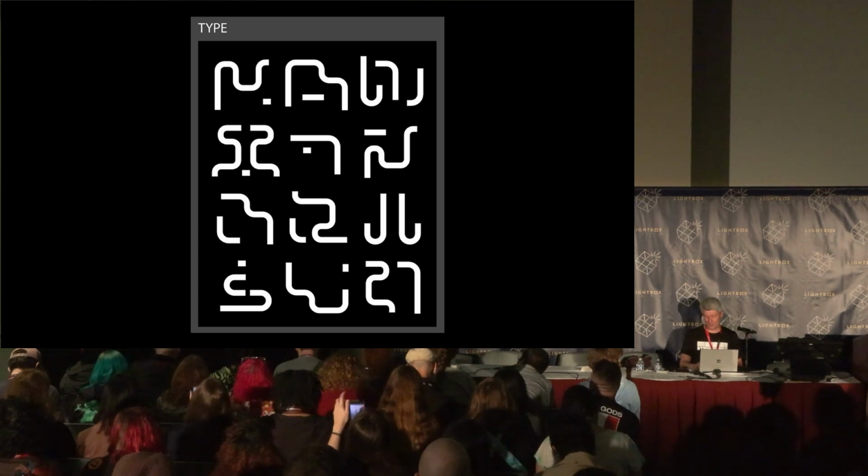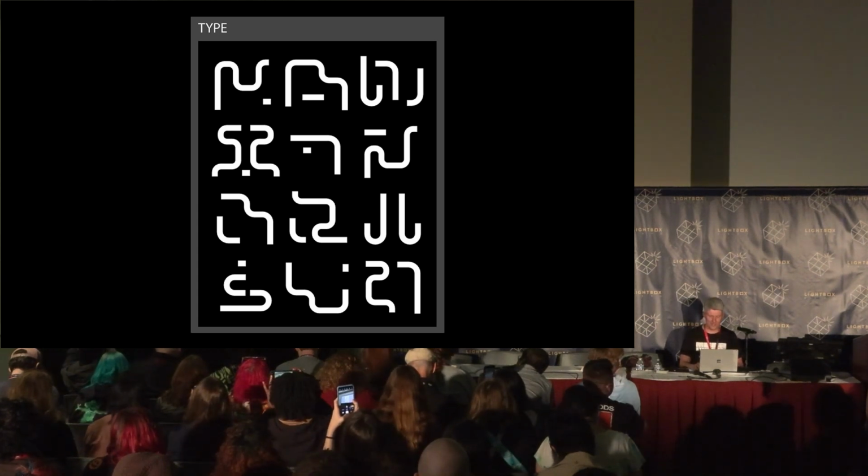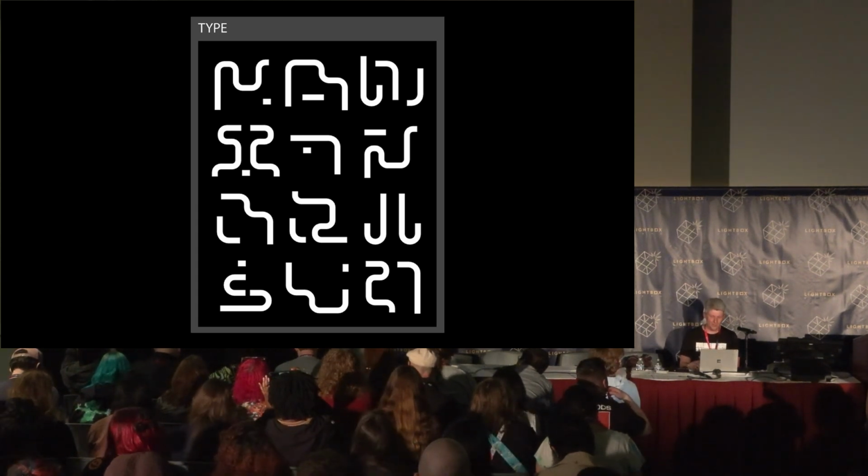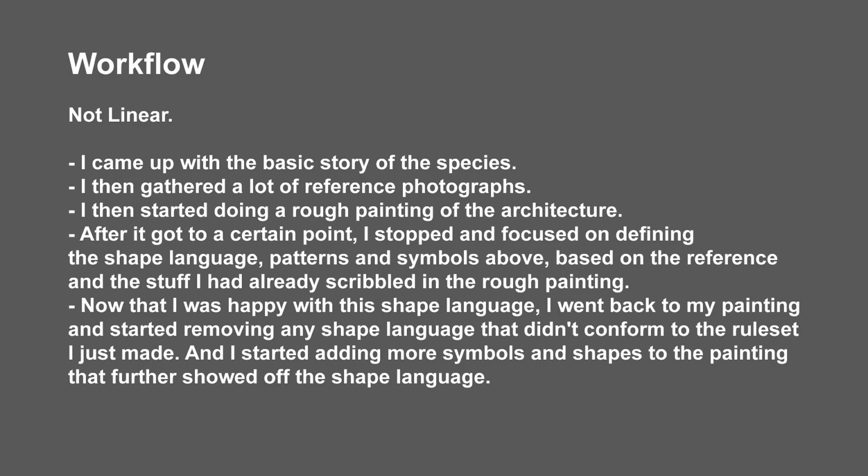Typography. I decided, okay, well, if there's going to be flowers, there's probably vines, and so I decided to go for more of a vine aesthetic for their particular typography that would appear in various spots. And this was not a linear process.